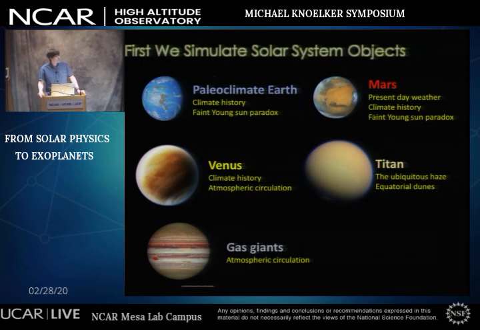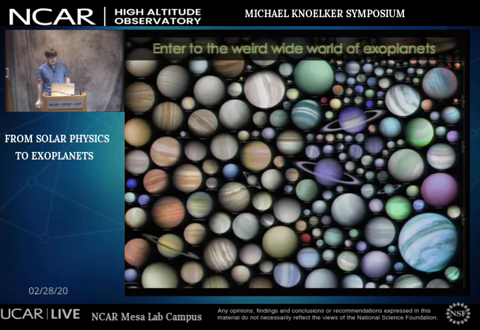Titan, Cassini was up for almost 2 decades, so 3D models have attacked the ubiquitous haze layer, other things like the formation of equatorial dunes on Titan. There's also GCMs used for gas giants, which I know less about. But then, from these solar system objects, we move to the weird, wide world of exoplanets, which is either a blessing or a curse from a climate science perspective.